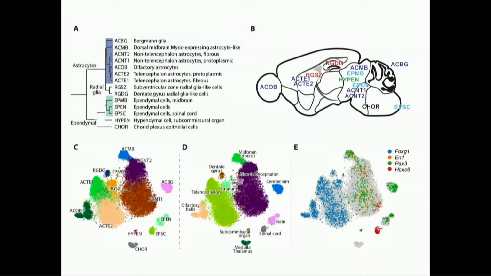And this can be shown in various ways, but one way is to look at transcription factors that are responsible for and involved in anterior-posterior patterning. So FOXG1, for example, is a transcription factor that's activated specifically in the forebrain, and indeed it labels all of the telencephalic astrocytes, but not the non-telencephalic astrocytes. And vice versa, if you take transcription factors that are specific for midbrain or hindbrain, those are found in the other type of astrocyte.